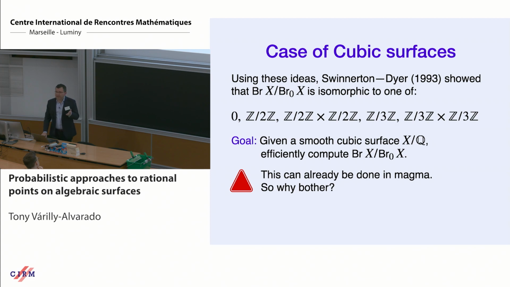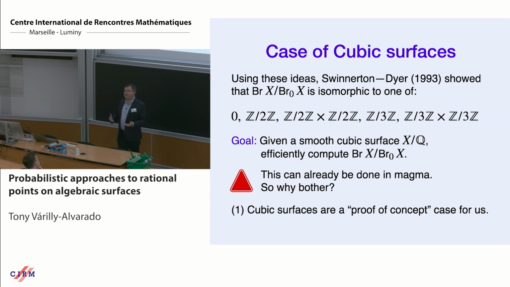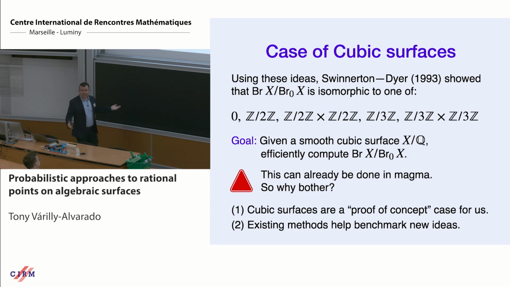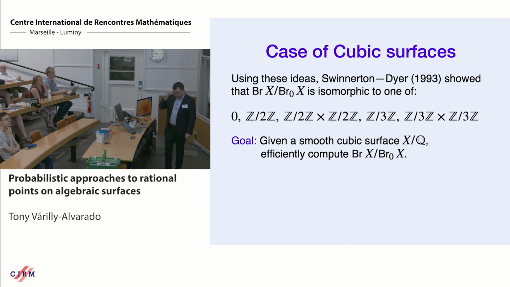Okay, but the other reason why we're doing this is that at the end of the day, cubic surfaces are a proof of concept case. There are other surfaces to try, and there are no Magma commands, internals, that will help you for those surfaces. Okay? And second, and I think also very interesting, is that there's an existing method, so we can benchmark how good these new ideas are. Are they good? Are they bad? Well, we have a different way of doing it. It's good to have multiple ways of doing things. So in any case, I think it's still good to try to do this for cubic surfaces. So that's what we're going to try to do.